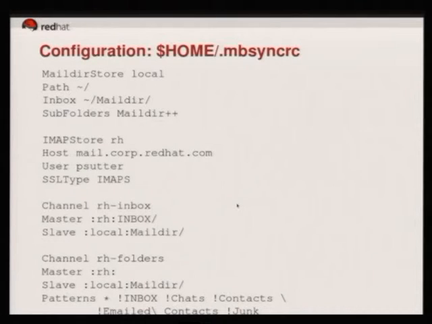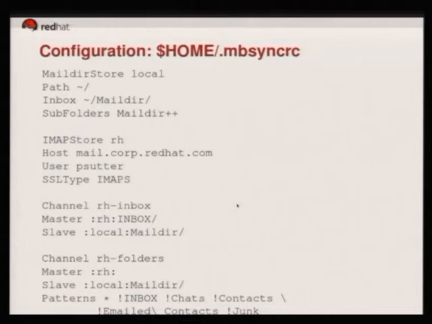This is already quite the whole configuration. It consists of two store definitions. A store is basically anything that holds email. So I have one for Maildir and another one for IMAP. And I have two channels. A channel says what to sync from where. One is only for the inbox, and the other is for all the subfolders I have in there.